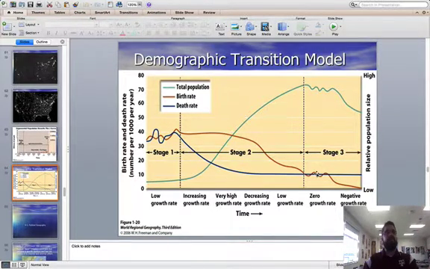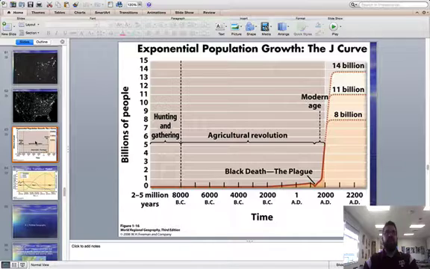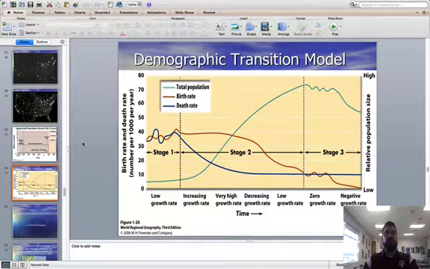All right, so that's it. So again, just really make sure you look back at, know your key terms, but definitely look back at these two graphs, the J curve and demographic transition model.